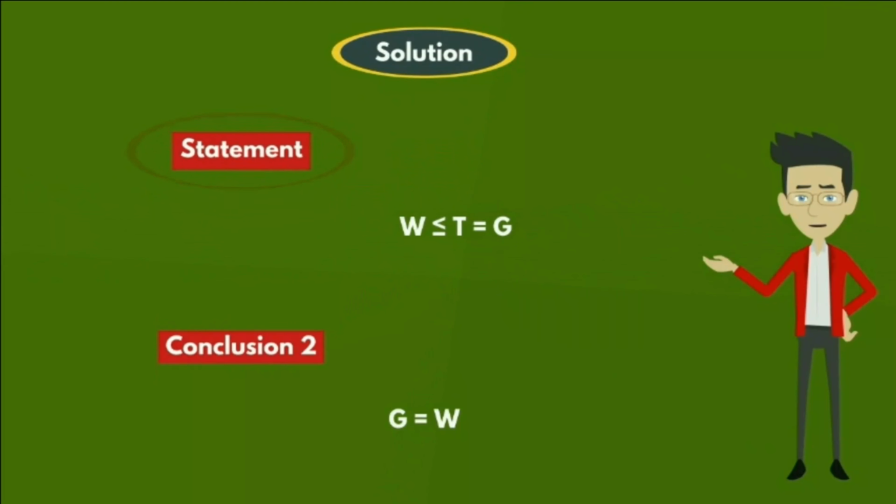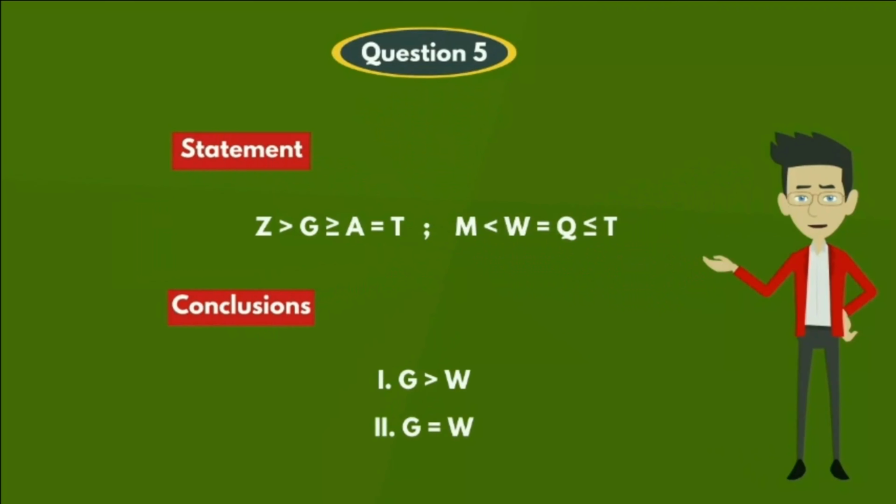But in the conclusion, they are asking the relation G to W. So we can write this G greater than or equal to W. But here it is G equal to W. So conclusion 2 is false. Here conclusion 1 and conclusion 2 are false.